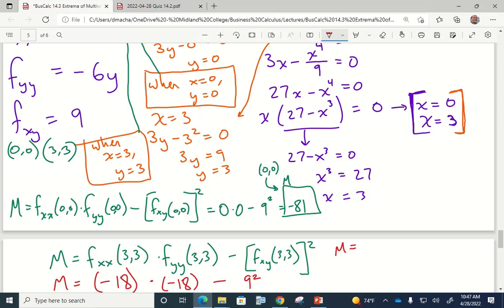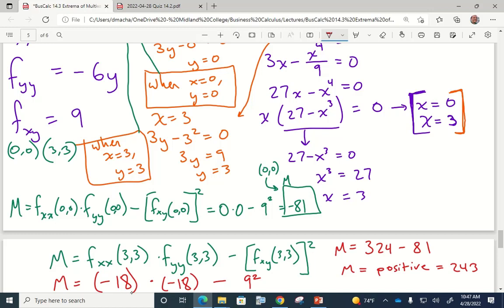18 times 18 would be 2 times 2 times 9 times 9, which would be 4 times 81, which would be 324. And minus 9 squared, so minus 81. So m is definitely some positive number. Yeah, thank you, 243. Excellent.